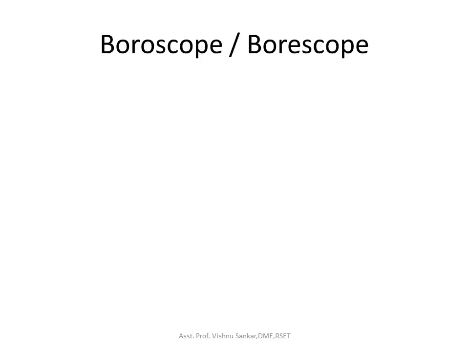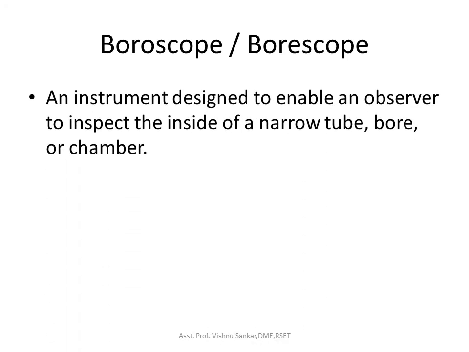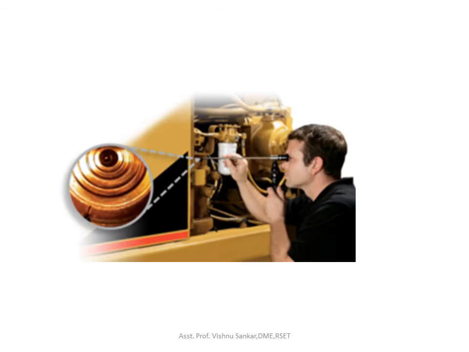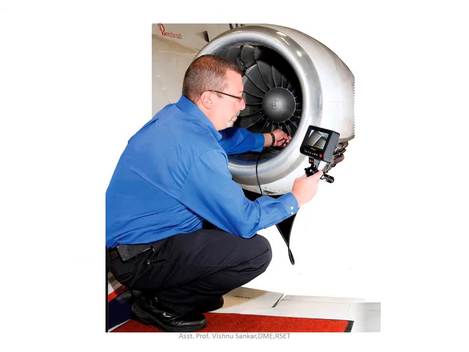The second optical aid which is used in visual inspection is the Boroscope or Borescope. It is an instrument designed to enable an observer to inspect the inside of a narrow tube, bore or chamber. It consists of a precision built-in illumination system with prisms and plane lenses through which light is passed to the observer. As you can see in the figure, the Boroscope or Borescope is used to inspect the inside of narrow tubes as well as the inner surface of the wing of an aeroplane.